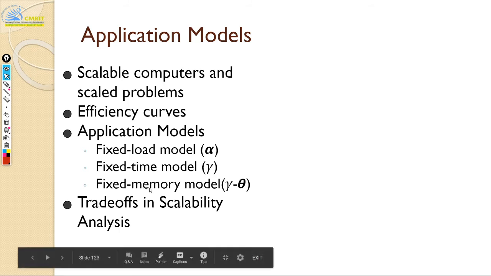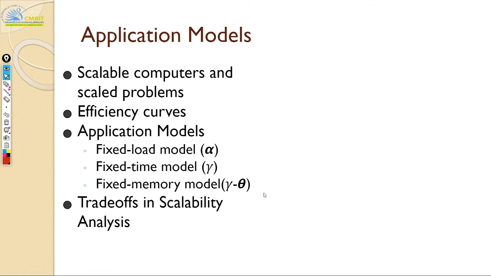The third thing is your fixed memory model. And so here you see, your computers are always limited by memory. So now what you do is you vary both your workload as well as your time. Your time can also change, but what you're fixing is your memory. So this is like an overall model where it captures all the other factors.